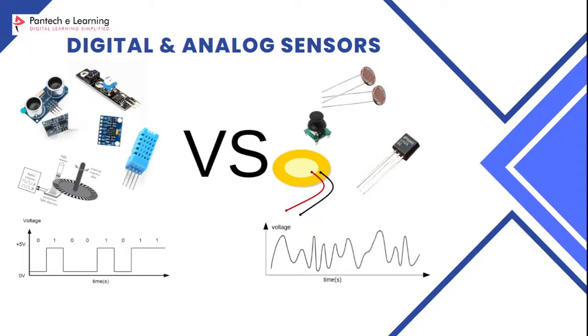So the choice between analog and digital sensors depends on the application requirement. Analog sensors are often preferred for applications where precise measurement of a continuous physical quantity is required, such as in temperature or pressure sensing. Digital sensors are often preferred for applications where discrete or binary data is required, such as in position sensing or motion detection. So this is digital versus analog sensors.